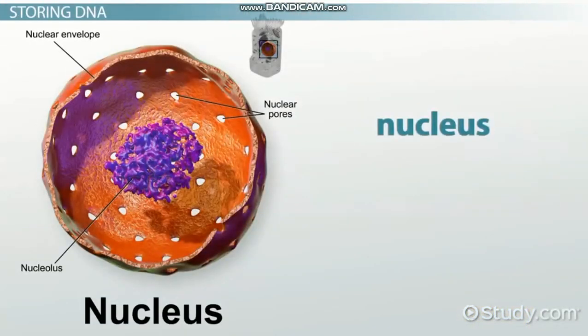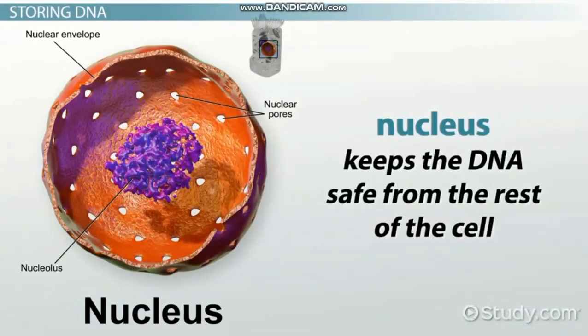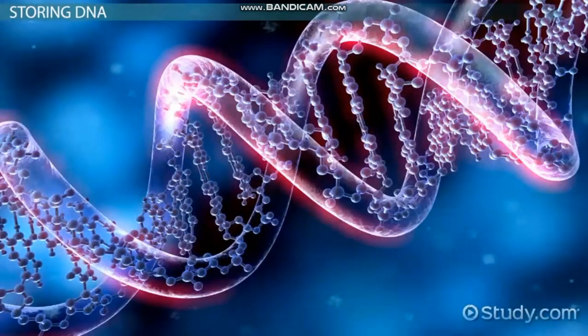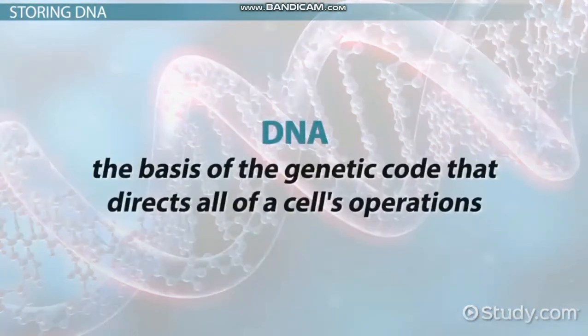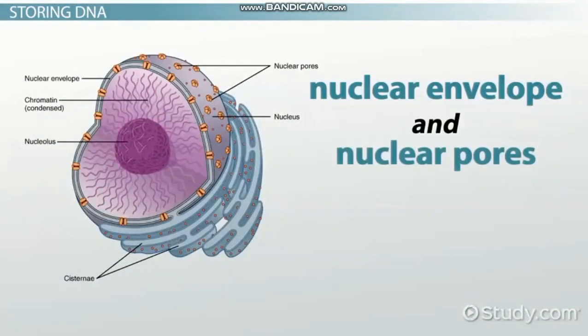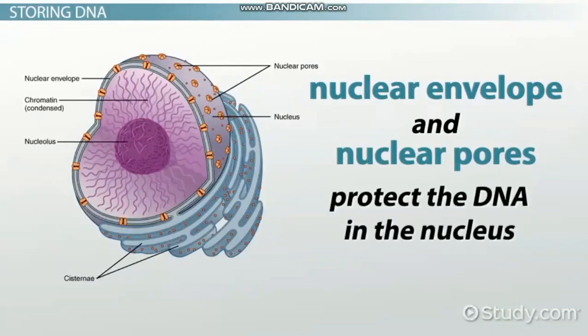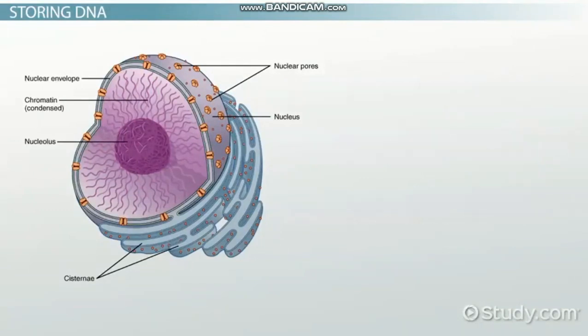The nucleus has one main job. It keeps the DNA safe from the rest of the cell. Why must DNA be kept safe? DNA is the basis of the genetic code that directs all of a cell's operations. The nuclear envelope and nuclear pores protect the DNA in the nucleus. They keep things that should not be in the nucleus out and let things that are needed in.